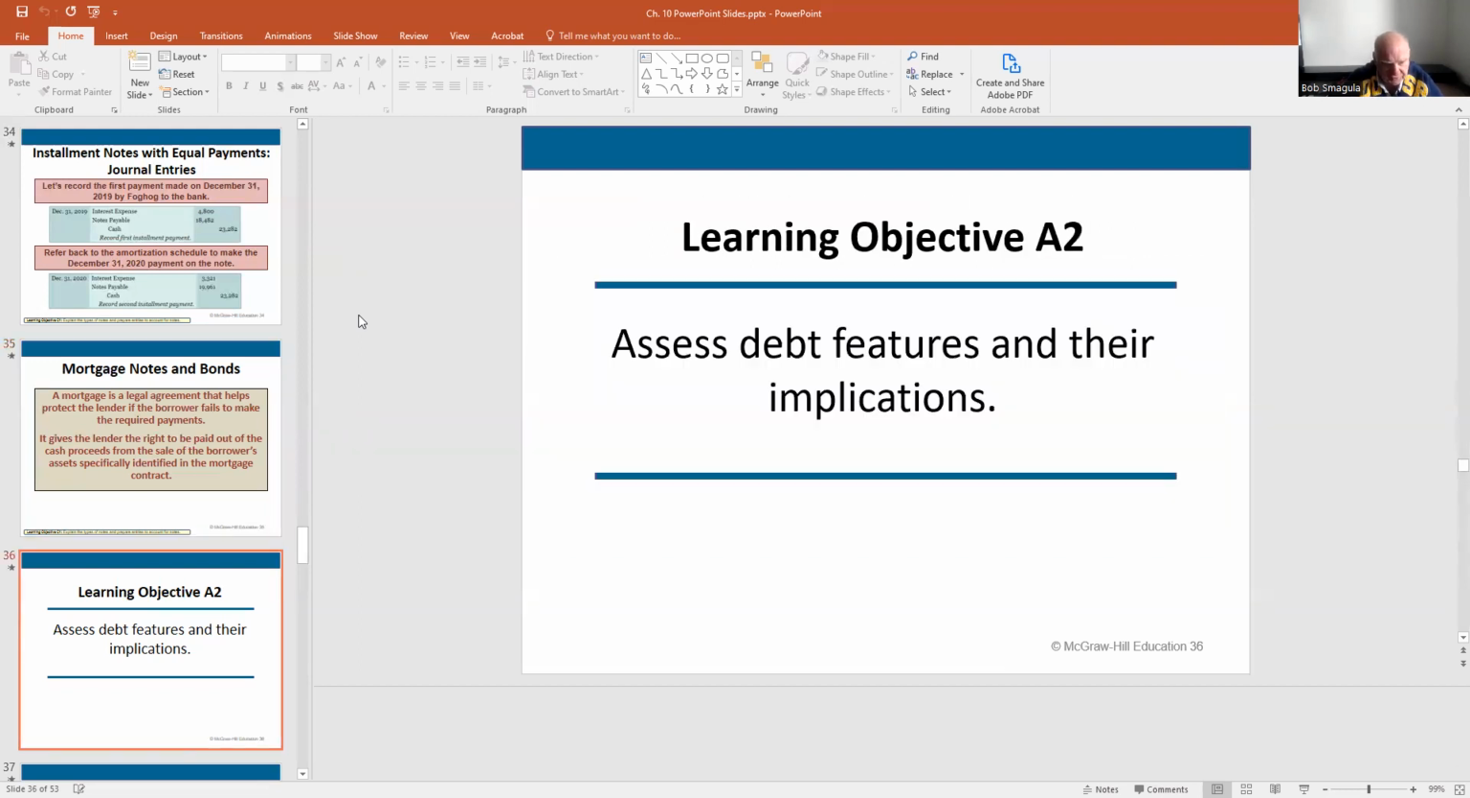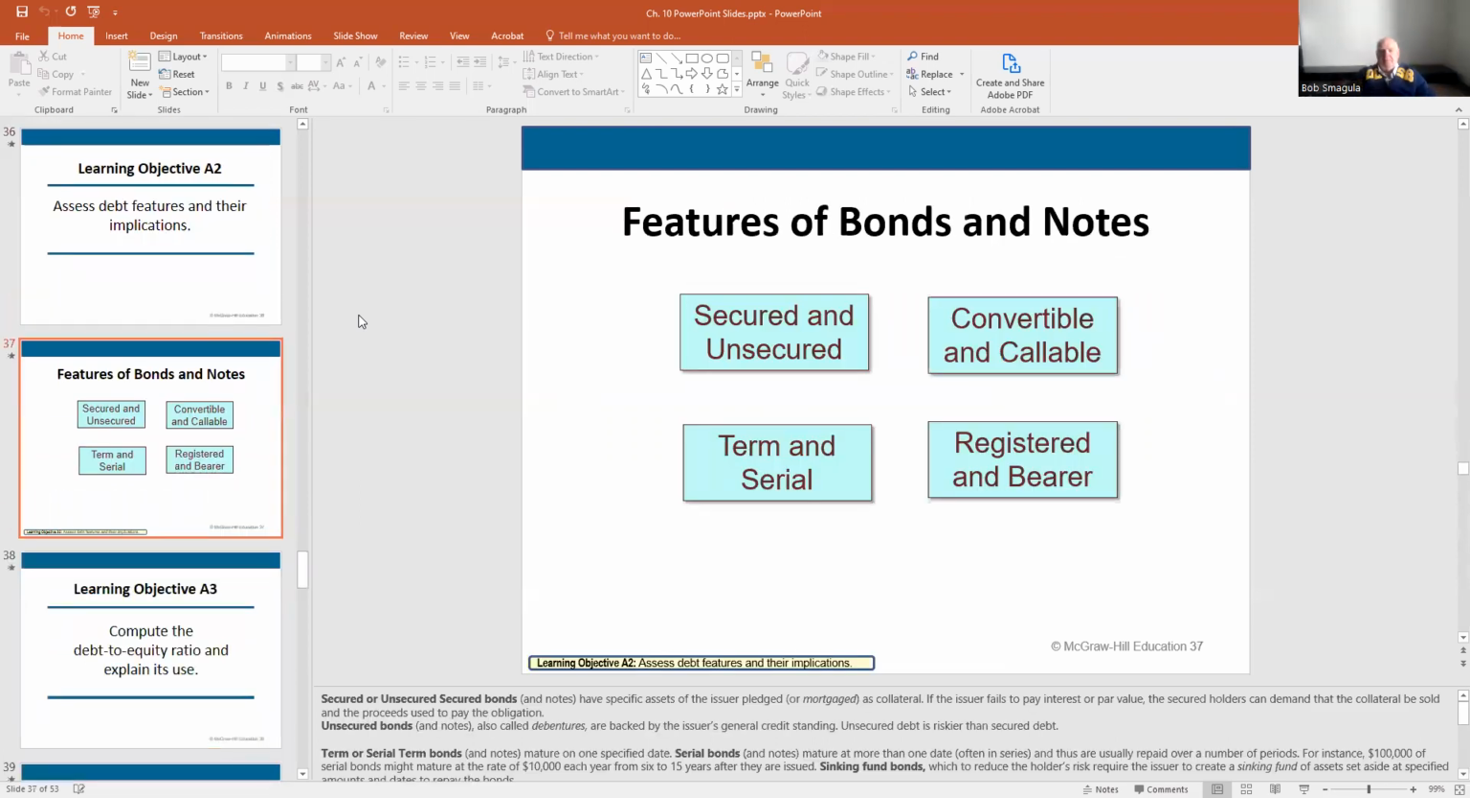Asset debt features. Bonds and notes, okay? I'm not talking about notes, I'm talking about really bonds. Secured and unsecured. Secured means collateral, if you know what the word collateral means.